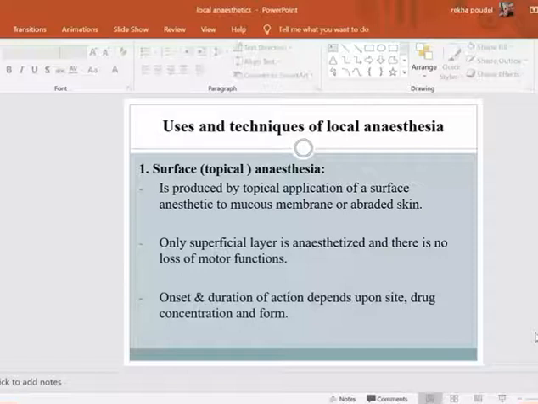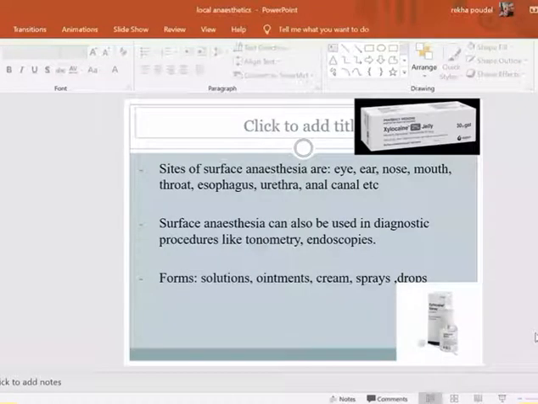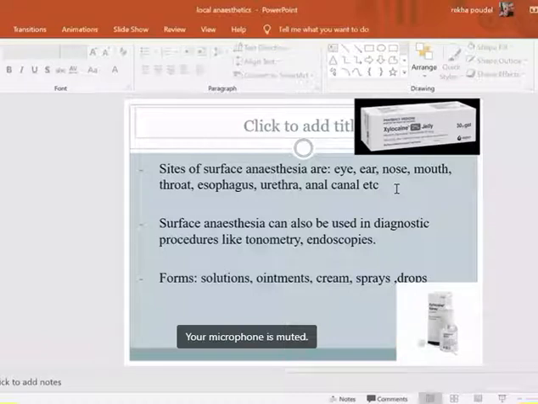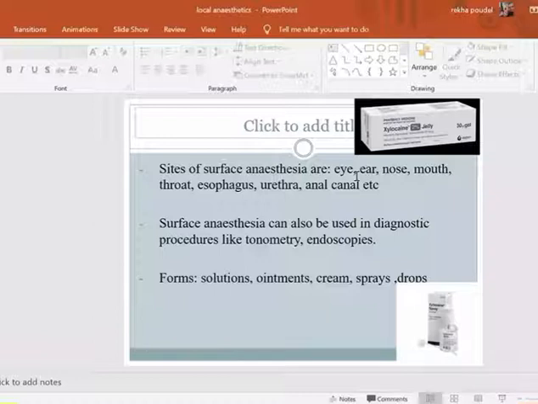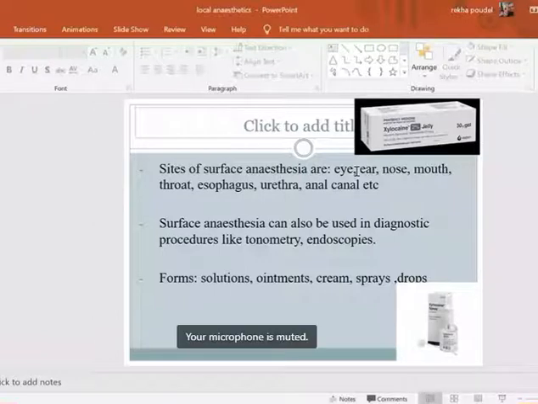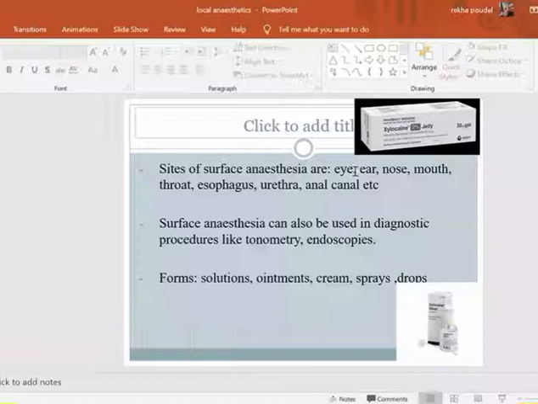The sites where surface anesthesia can be given topically are like eyes, ear, nose, mouth, throat, esophagus, urethra, and anal canal. For eyes, we can use eye drops as a local anesthetic. It can be used while doing tonometry to see the intraocular pressure, in case of glaucoma, and similarly for ear, nose, mouth, throat.